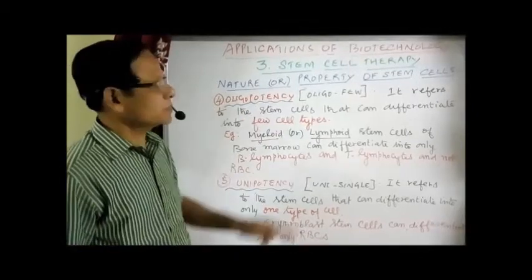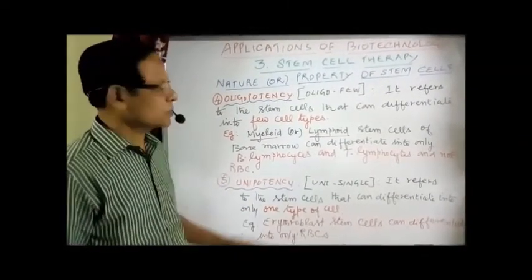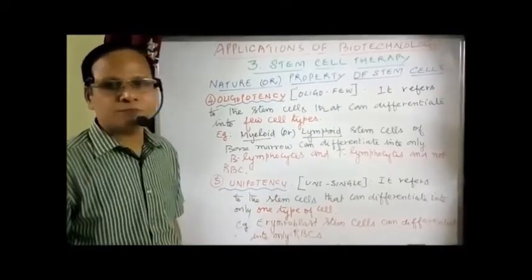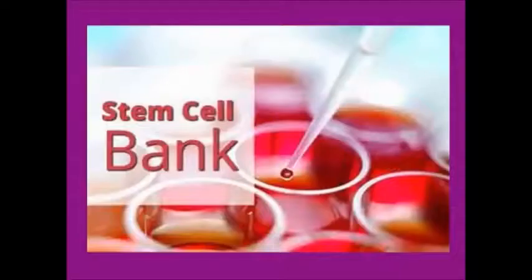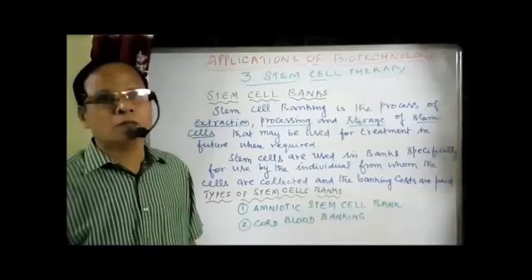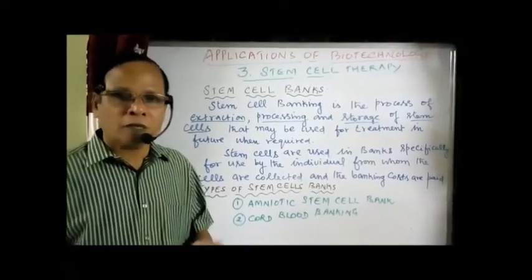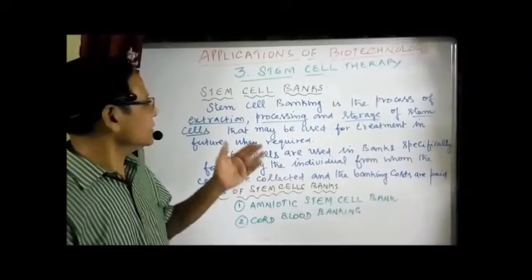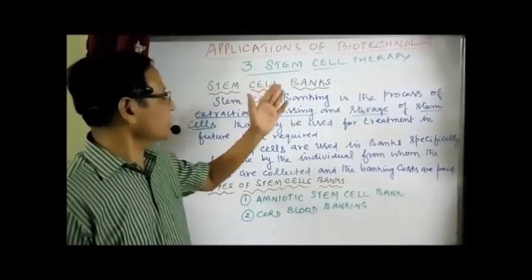Now in stem cell therapy, the last part is what is called stem cell banks. What is the meaning of that? A few words. Just like the blood bank for blood, the sperm bank for sperm, and embryo storage, we also have the storage of stem cells in banks, called stem cell banks.